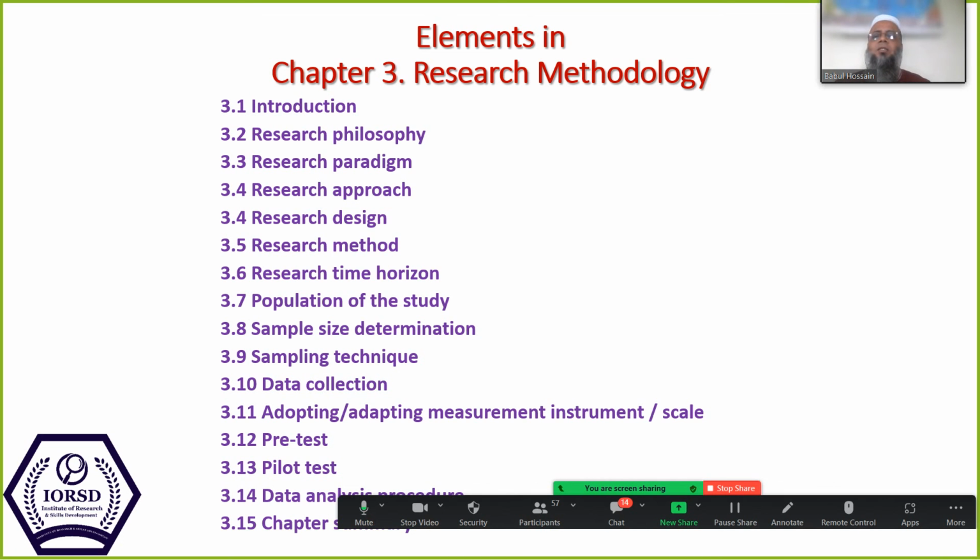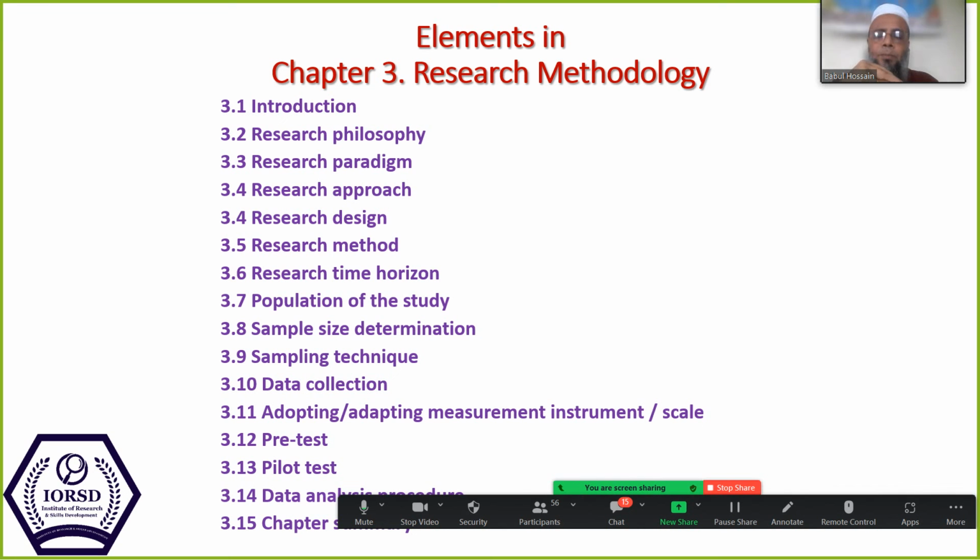Normally, these are the different sections, the components that you need to discuss in the research methodology chapter. That is the third chapter. You give the introduction, then research philosophy. Actually, a research study starts from the researcher's philosophy, and from his philosophy, under which research paradigm he will follow for conducting his own research.